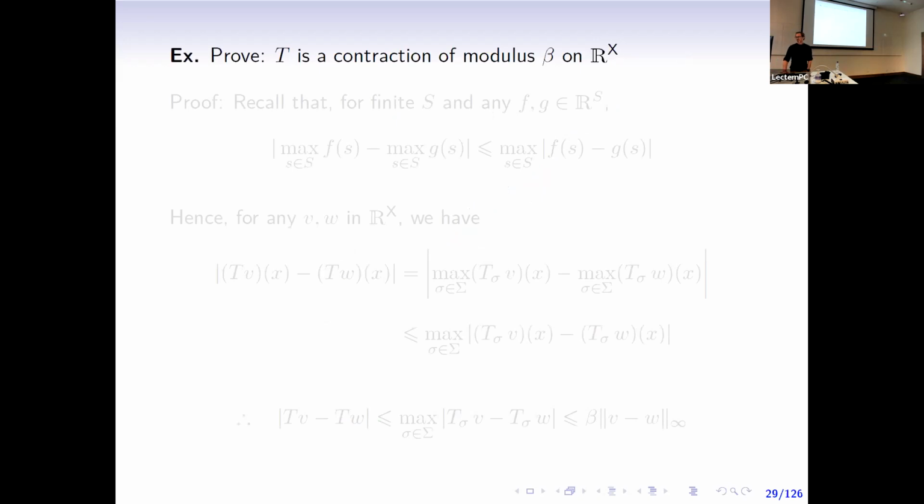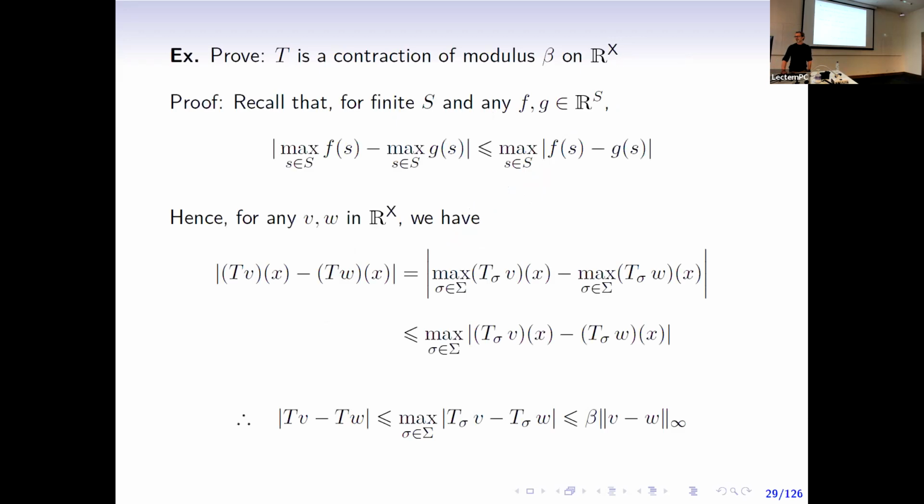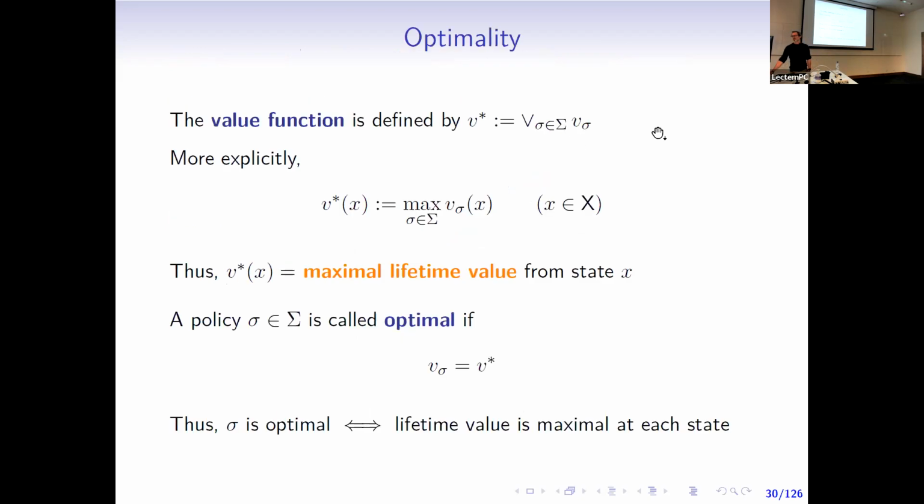Okay, the Bellman operator is a contraction. We've already talked about that. You can prove it in many different ways. There's one proof there, but let's skip it. This is a well-known fact. Let's quickly remind ourselves of the definition. The value function is the maximum of the lifetime values.